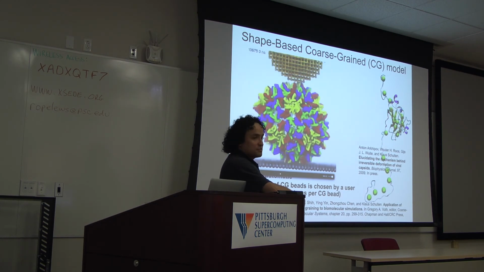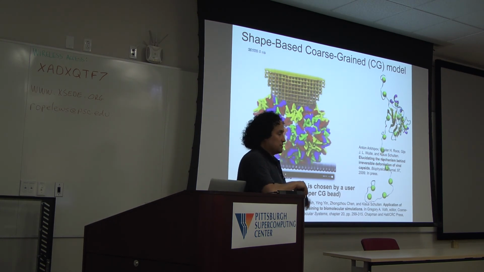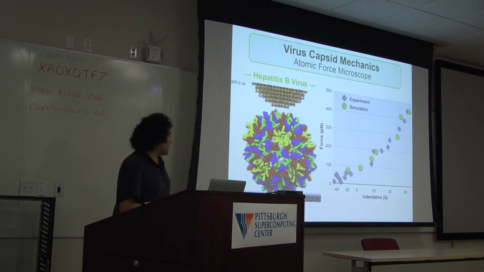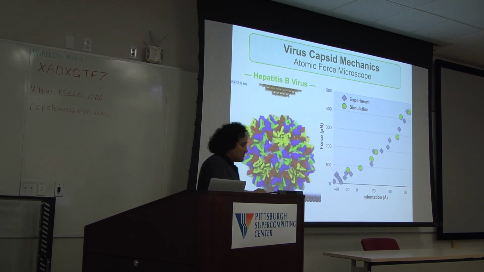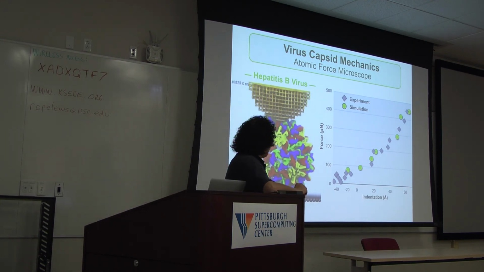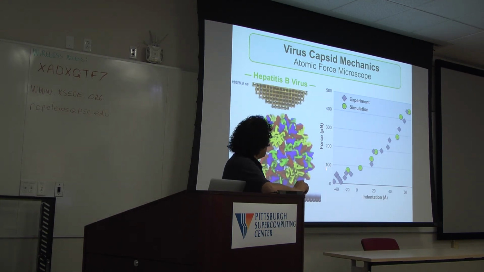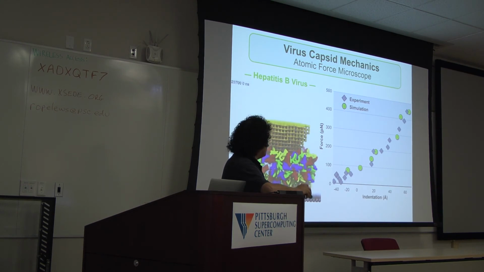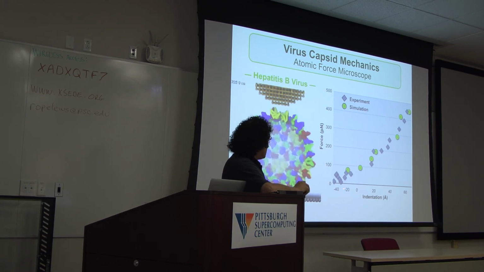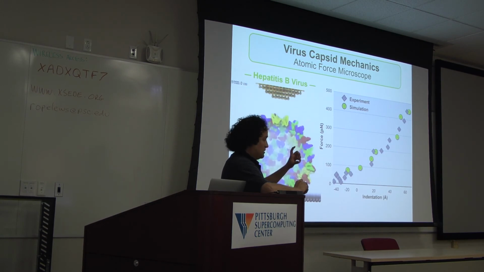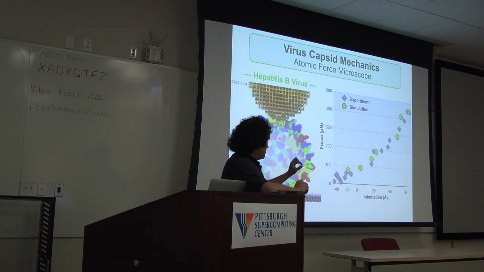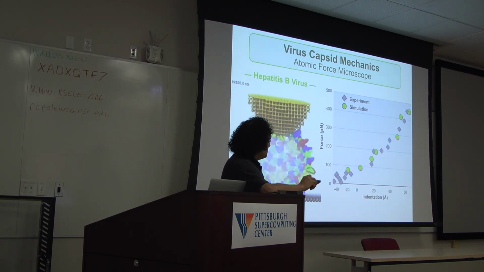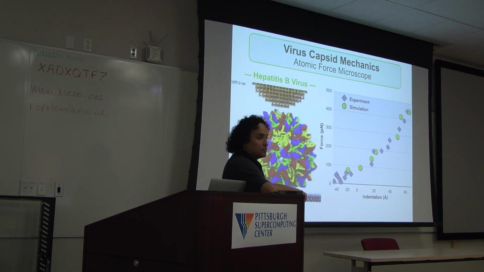If you are interested, as I mentioned before, there is also a coarse grain tutorial. But how accurate is it? This was actually hepatitis HBV. You can see the experiment here in gray and the simulation in green. The nano indentation is measured as how much the tip is pushing versus the force, and you can see there's a pretty good correlation between the two measurements.